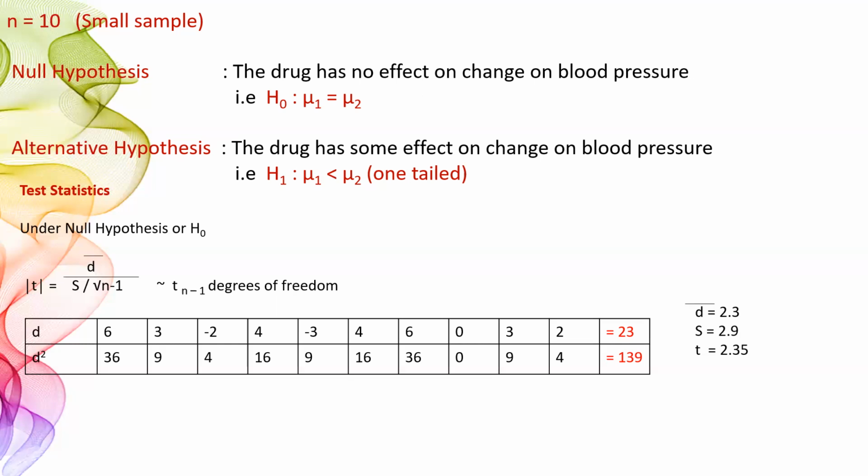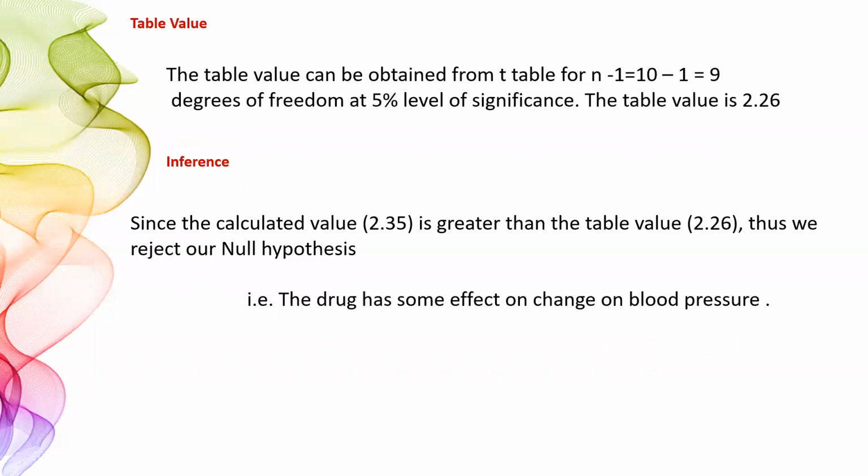Once we apply the formula for d bar, we get 2.3, the s value is 2.9 and the t value is 2.35. So 2.35 is our calculated value. Next, we go for the table value. The table value can be obtained for n minus 1, that is 10 minus 1, 9 degrees of freedom at 5% level of significance. The table value here is 2.26.